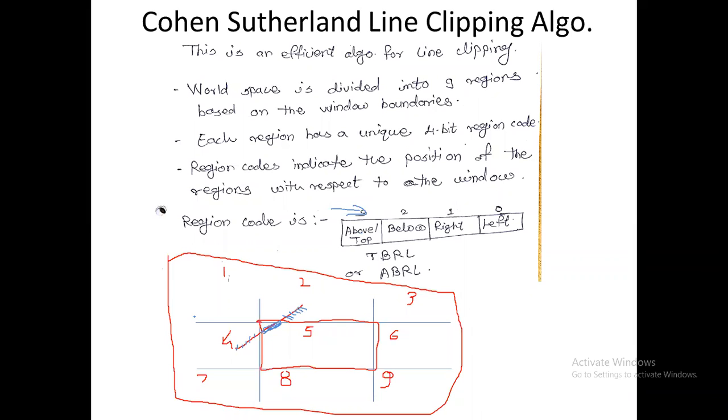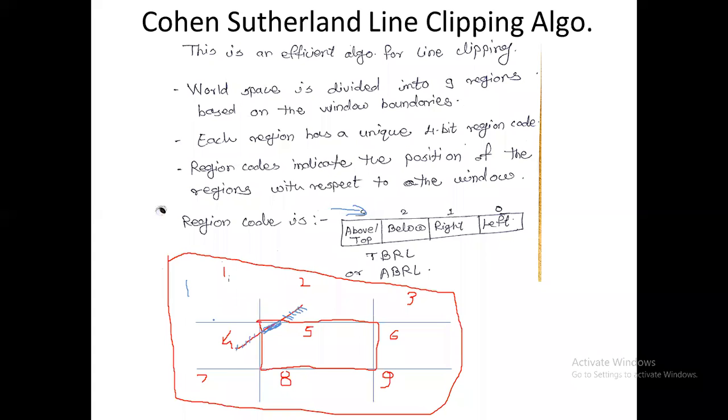So above, whether the first bit, this region is above the window boundary. This is my window boundary, top boundary. I'm talking about this particular region, first region I'm talking. Now for the first bit, I'm saying that whether this area is above the window boundary. So yes, this is above the window boundary, so I will set the bit of this particular region to 1.